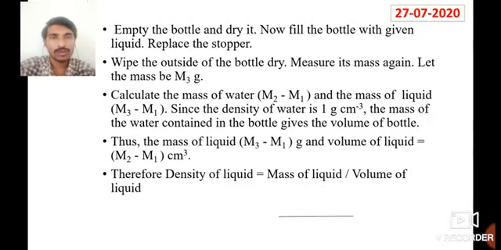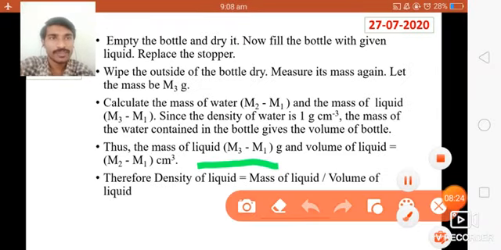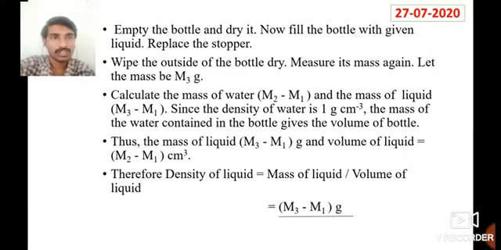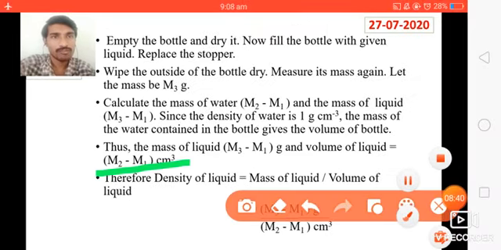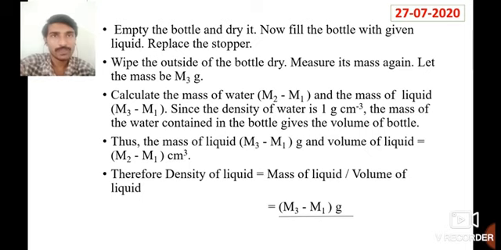So we have a formula for the density of a liquid: mass of the liquid by volume of the liquid. What is the formula for the mass of the liquid? m3 minus m1. So here I have substituted m3 minus m1. How to find the volume of the liquid? Here you can see the volume of the liquid is m2 minus m1. That is what we have replaced here. So this is the formula to find the density of a liquid.